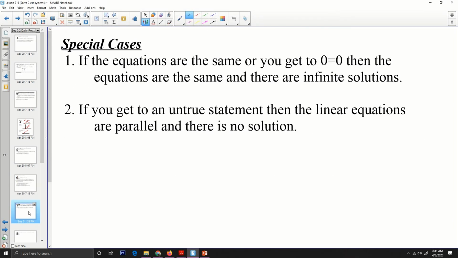So, a couple of special cases before I start doing examples. If the equations are the same, or you get 0 equal to 0, then you have infinite solutions. So if they don't look the same right off the bat and you start one of these processes and you end up canceling everything out, then you know that you have infinite solutions. And then if you get an untrue statement, the linear equations are parallel and there are no solutions. So what do I mean by an untrue statement?